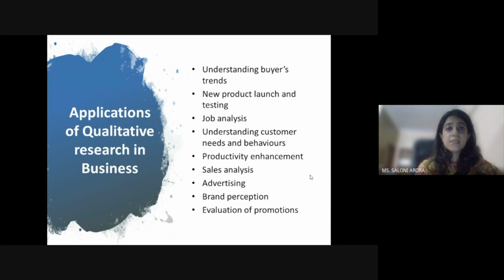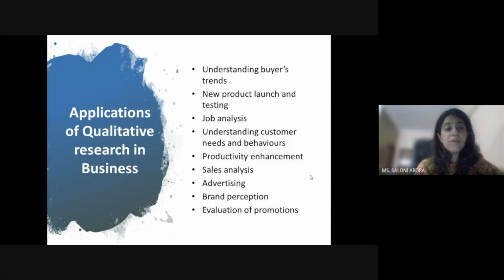Job analysis. You have a company, you're finding an employee or there are employees in your organization, you want to know which employee will suit you best. So if you look up today, there are a lot of personality traits tests that you will find on the internet. What do they help? They help you to fit into the right category of job that you're meant for.